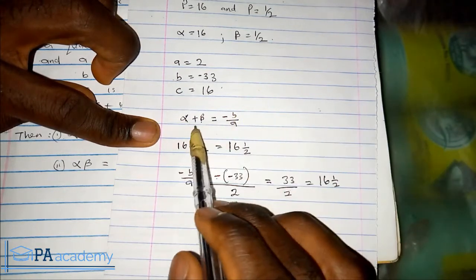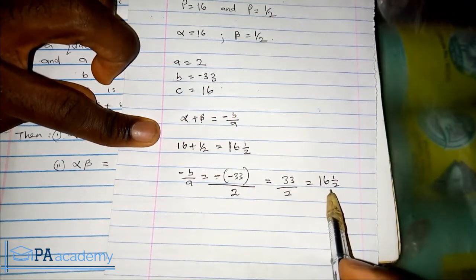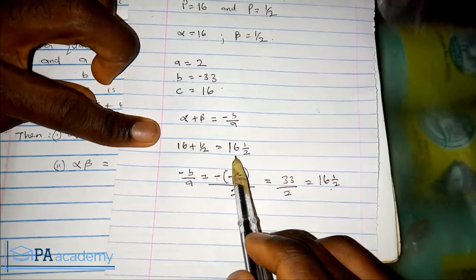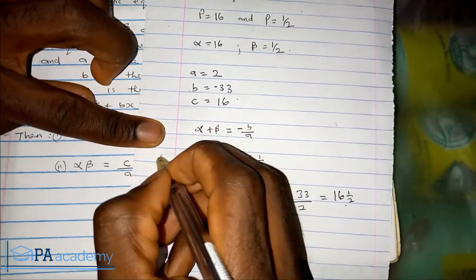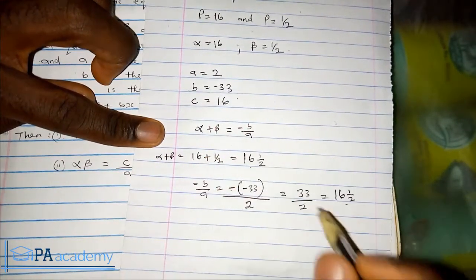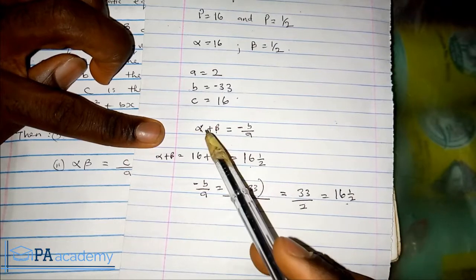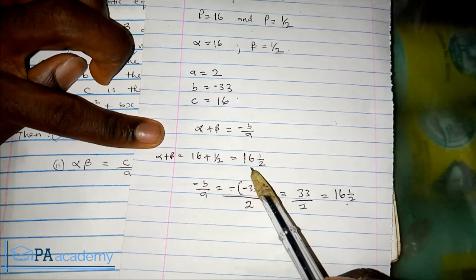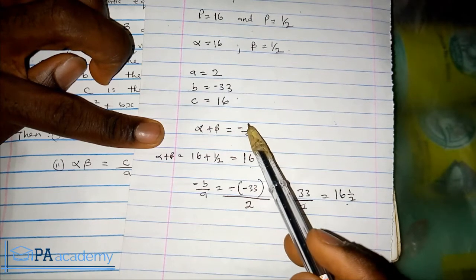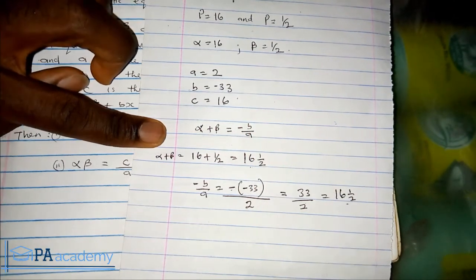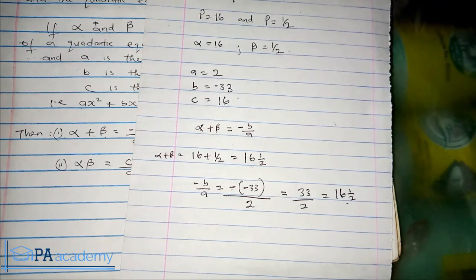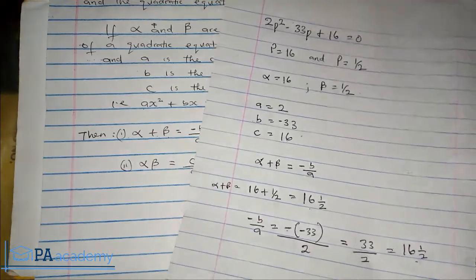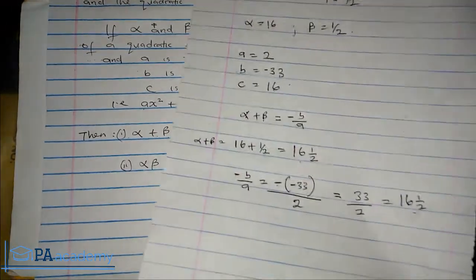So you can see that we have 16 and a half here, and we also have 16 and a half here. So this is alpha plus beta. That means for a quadratic equation, when we add the roots of that equation, it will also be the same thing as minus b over a. Sometimes you can also use this to check if you are correct when solving a quadratic equation. So I'm going to use another example that we solved earlier in the previous part of this video.